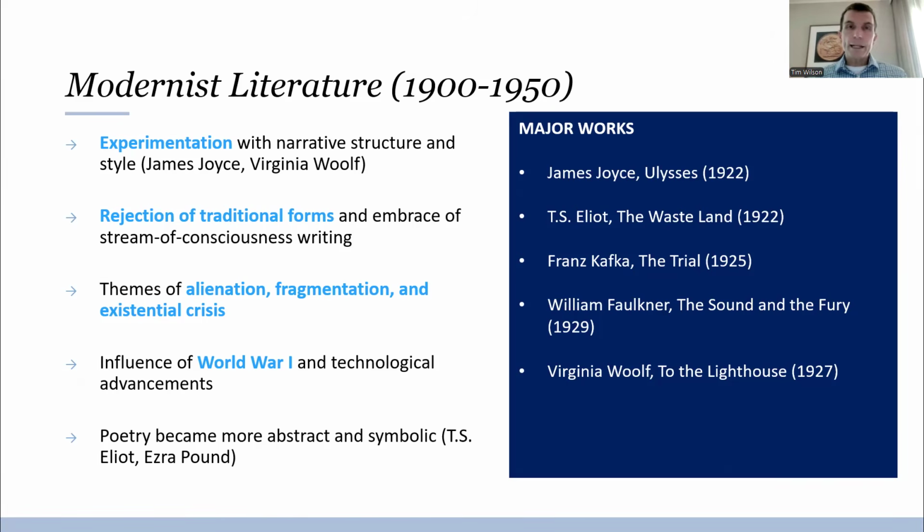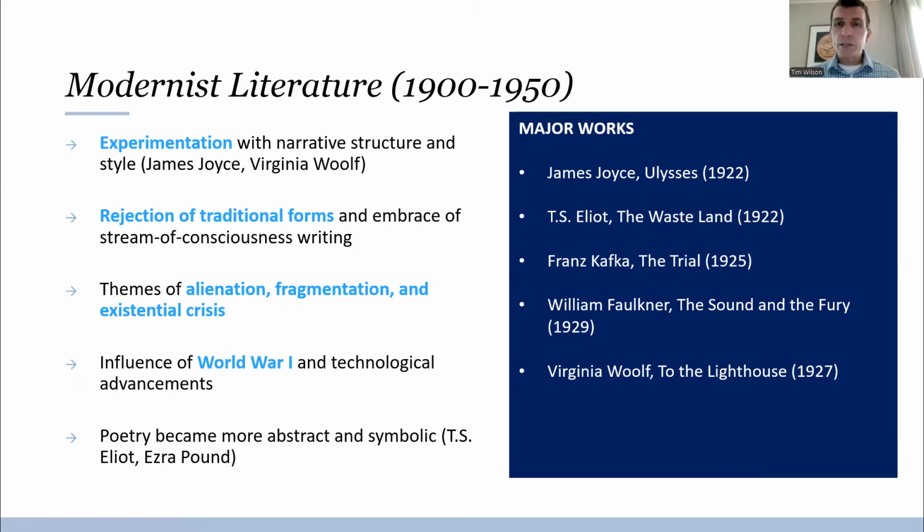Here, at the beginning of the 20th century, we have reactions to this crisis of nihilism I mentioned. So we have experimentation in narrative structure and style. Joyce and Woolf are examples. So we can't tell our stories and create meanings in the old ways, right? So we have to change and experiment with artistic forms, a rejection of those older forms, themes of alienation, fragmentation, and existential crisis in this literature, influence of World War I and technological advancements.